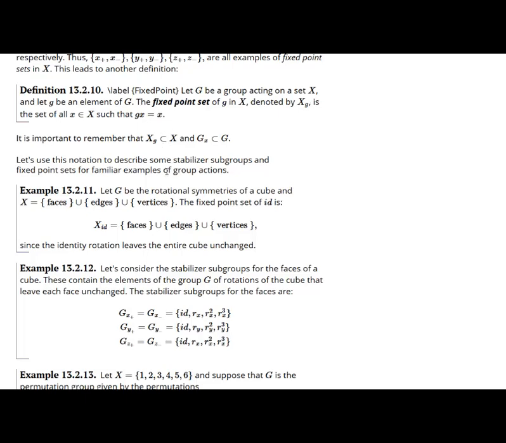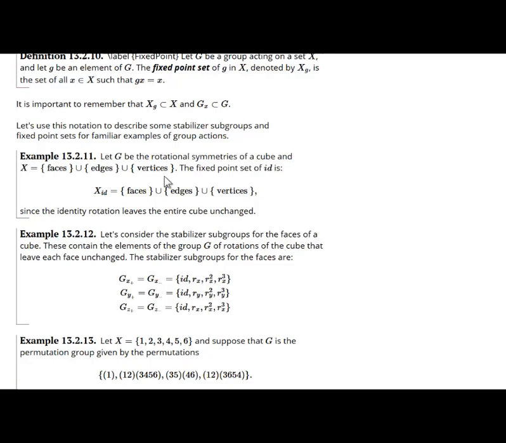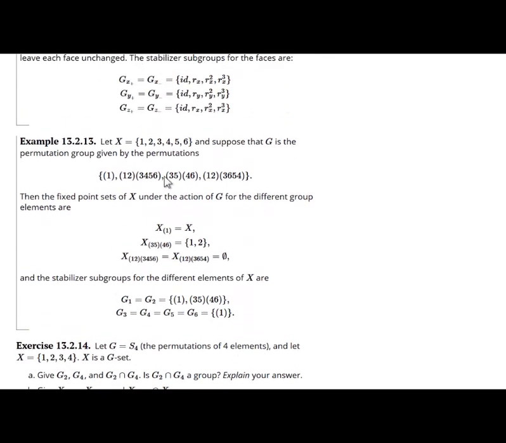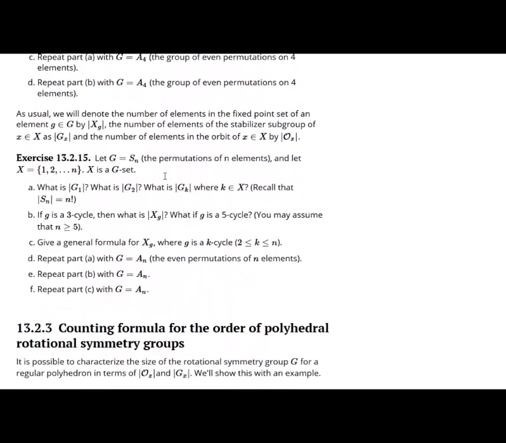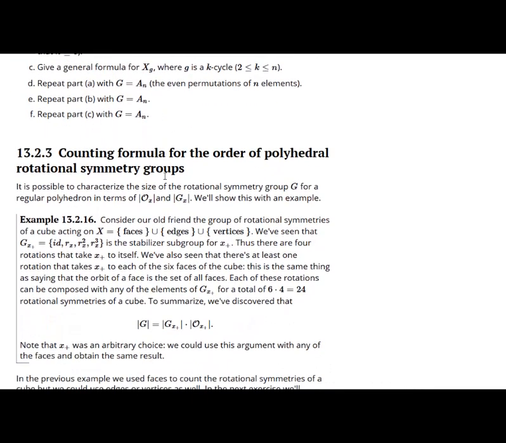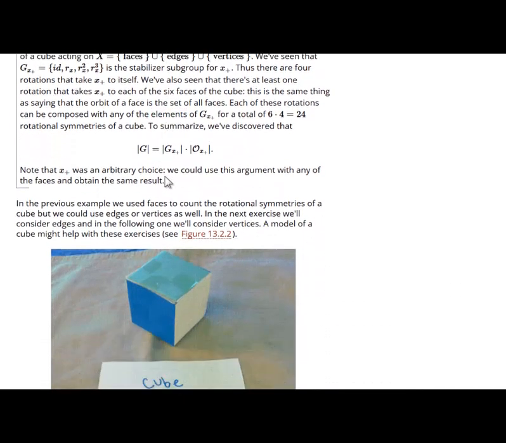And here are several examples to work through so you can understand these concepts. Examples and exercises. And I think that's all I'll talk about that. I'll give you a chance to work through those exercises yourself.